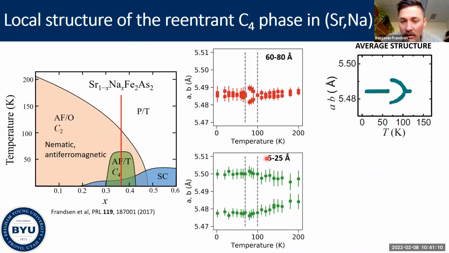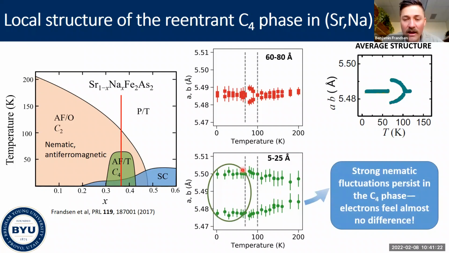Now, let's look at local length scales again. And what we find is that at all temperatures, the structure is actually orthorhombic, including in this low temperature reentrant C4 phase. Okay, so this is important because it means that these nematic fluctuations are also present in this magnetic C4 phase. So if you think about the electrons in the system, sensing their immediate surroundings, those surroundings are symmetry broken. Their immediate surroundings already have this orthorhombic distortion.